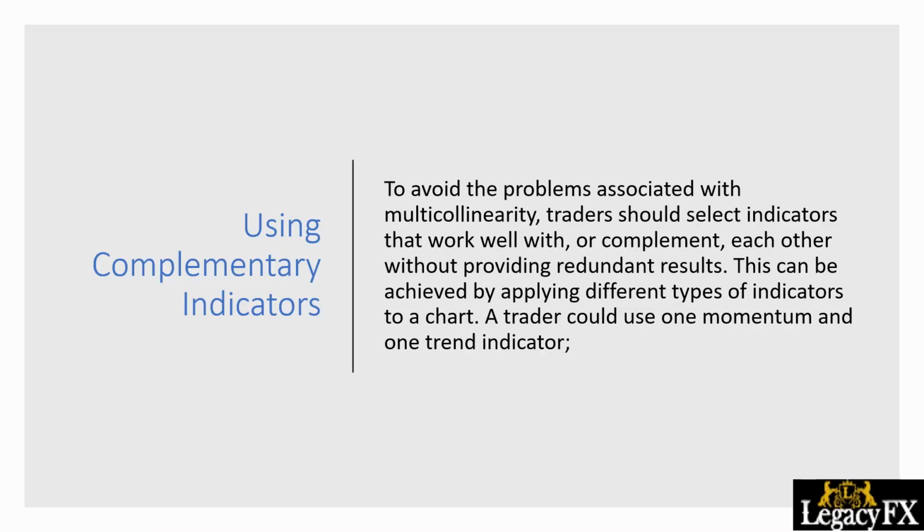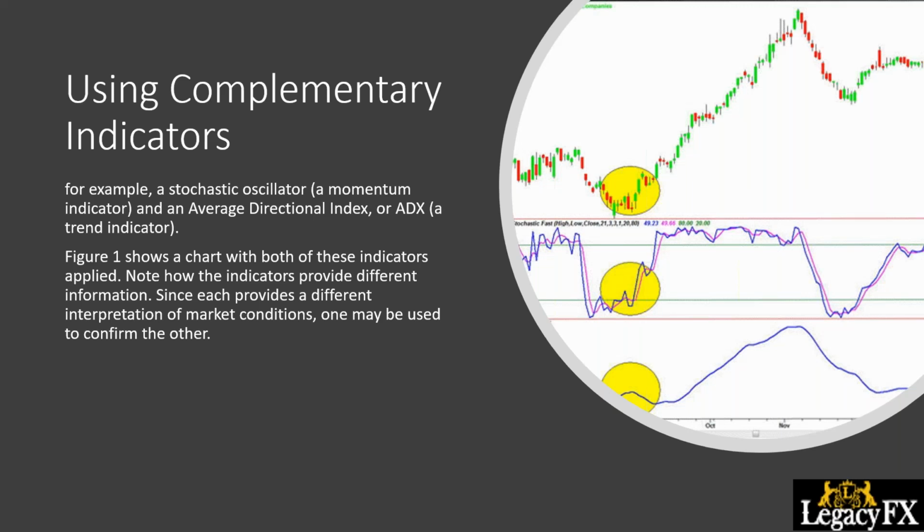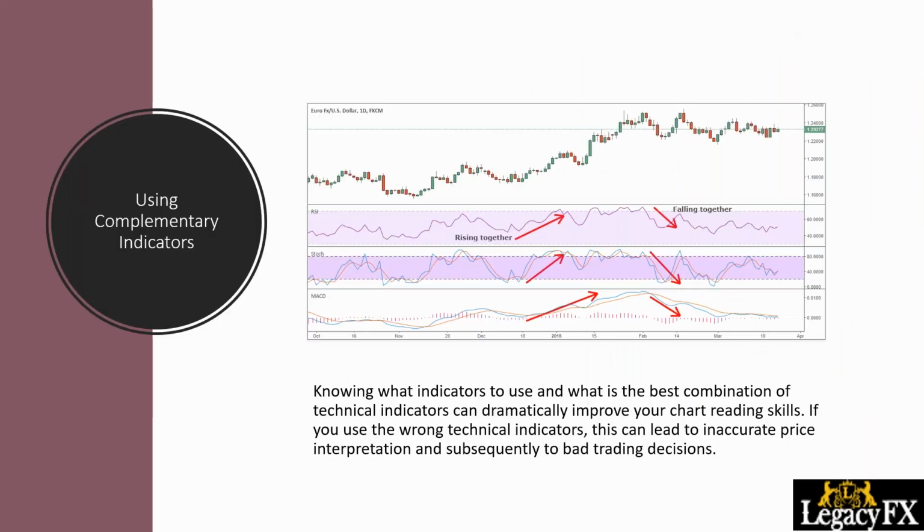Avoid redundancy. To avoid the problems associated with multicollinearity, traders should select indicators that work well with or complement each other without providing redundant results. This can be achieved by applying different types of indicators to a chart. A trader could use one momentum and one trend indicator. For example, a stochastics indicator, which is a momentum indicator, and an ADX, which is the average directional index, a trend indicator. Those combined together can help point out something that's going on with price.